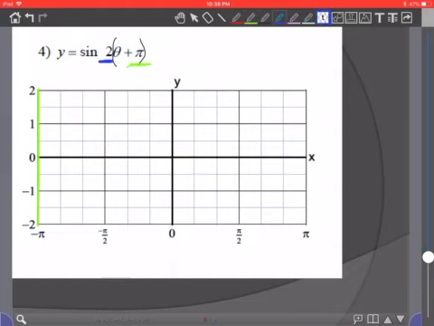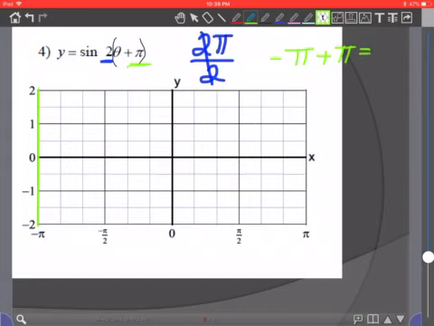This 2 right here is going to change my period. So I'm going to do 2 pi divided by the B value, and I just get pi. Okay, so starting at negative pi, it's going to take pi to make 1 full period. So when I get to 0, I should have a full cycle of my graph.